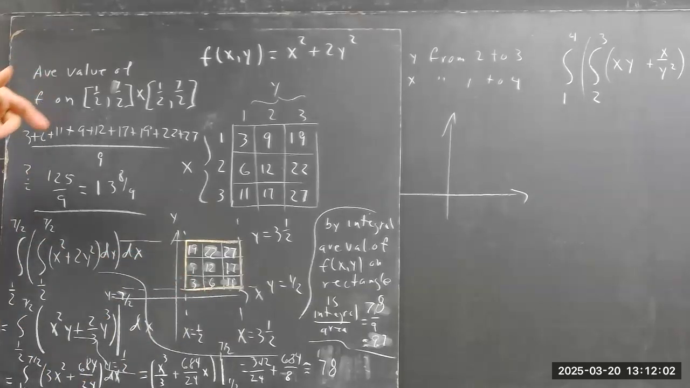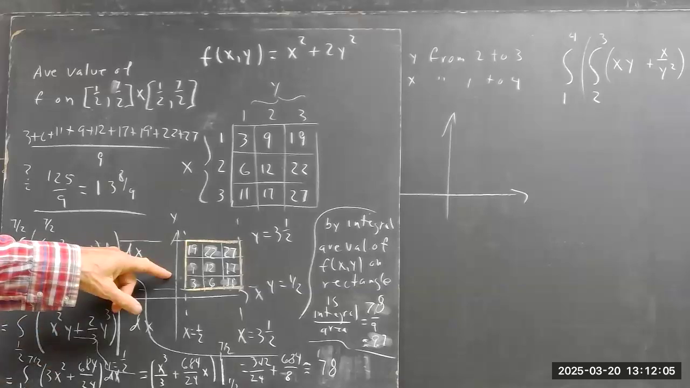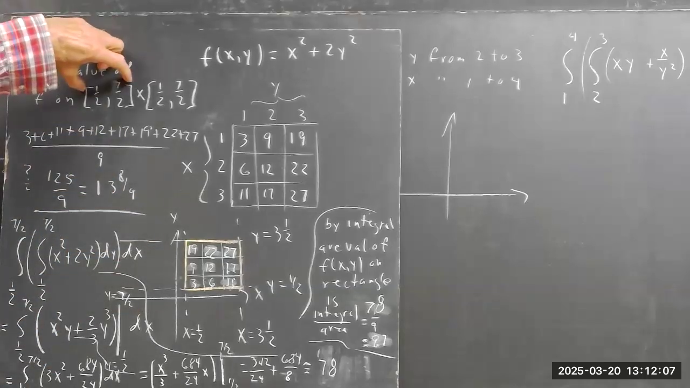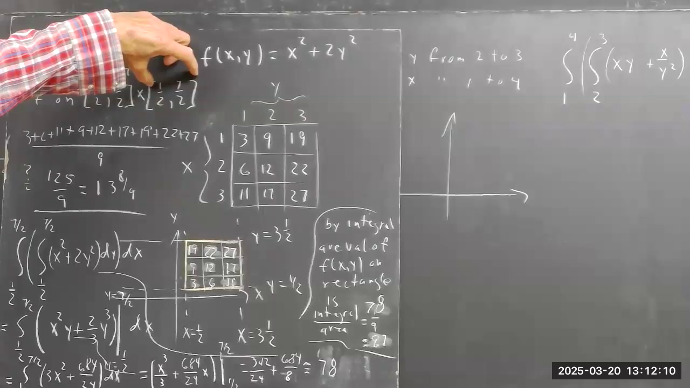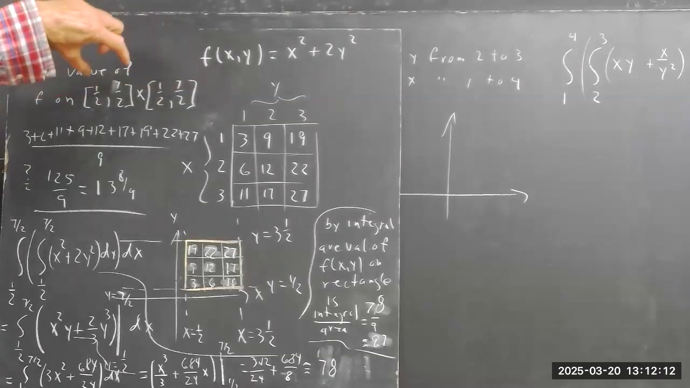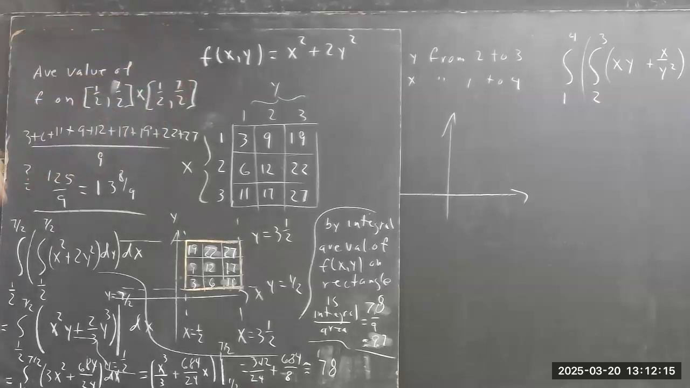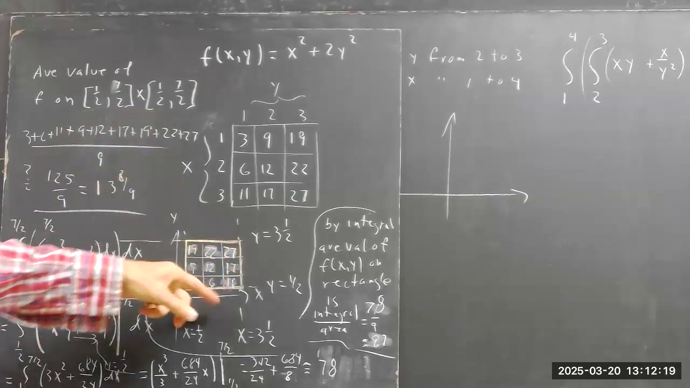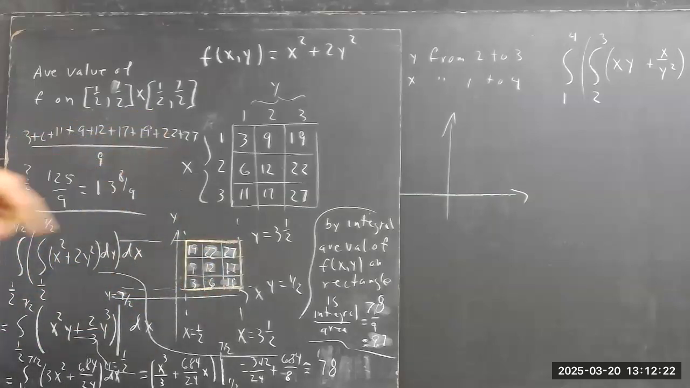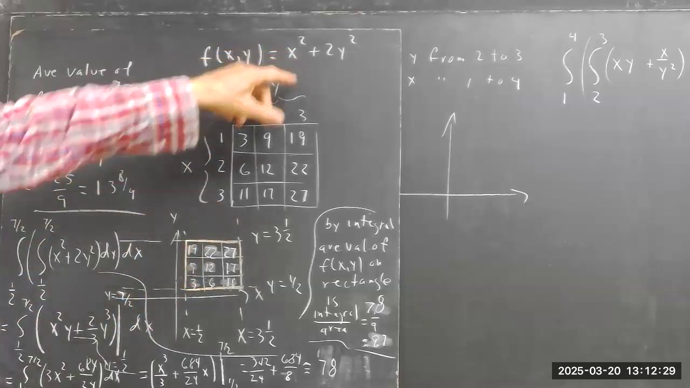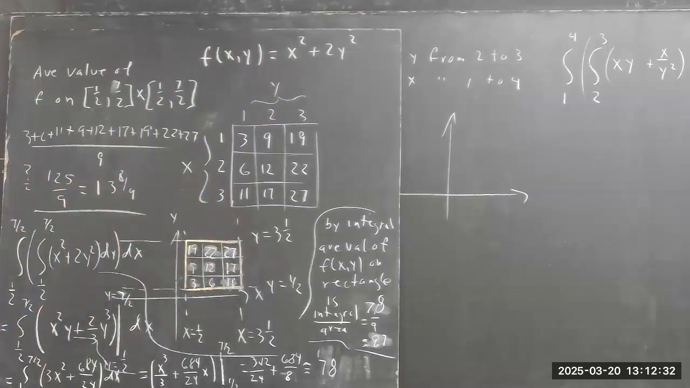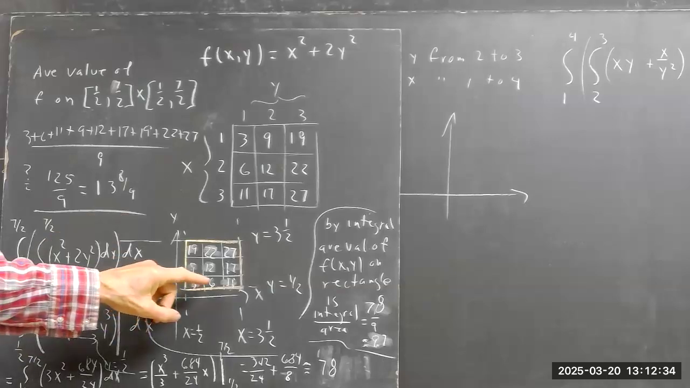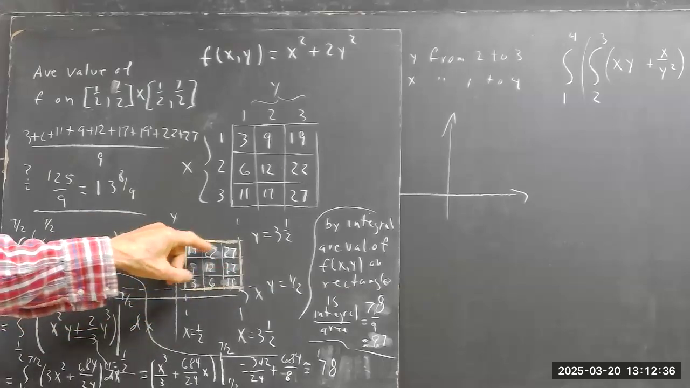If we want to calculate the average value on this square, which could be indicated by this x interval, the Cartesian product of this interval with this interval, and this just represents the square. We can add these numbers up, divide by 9. If I added them correctly, we get 13 8/9. And that's the average value of this function on this square as estimated by the midpoints of these small rectangles.